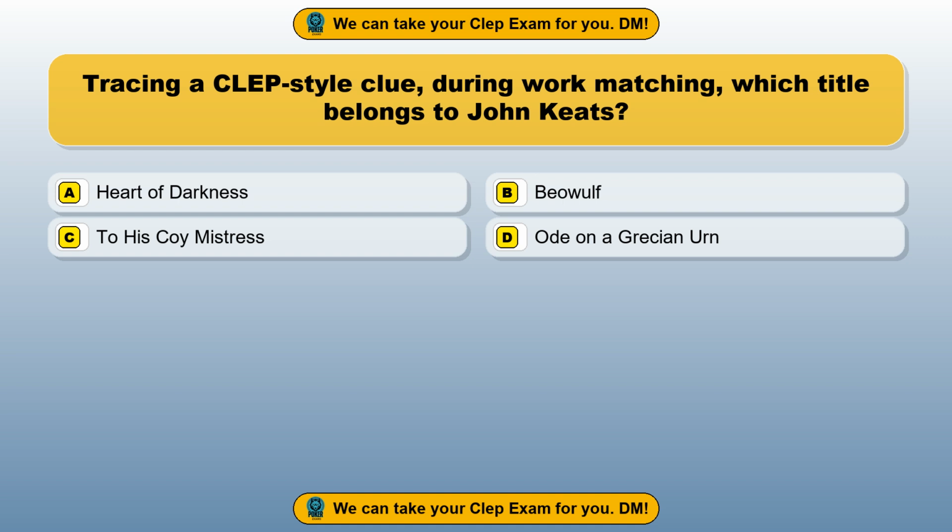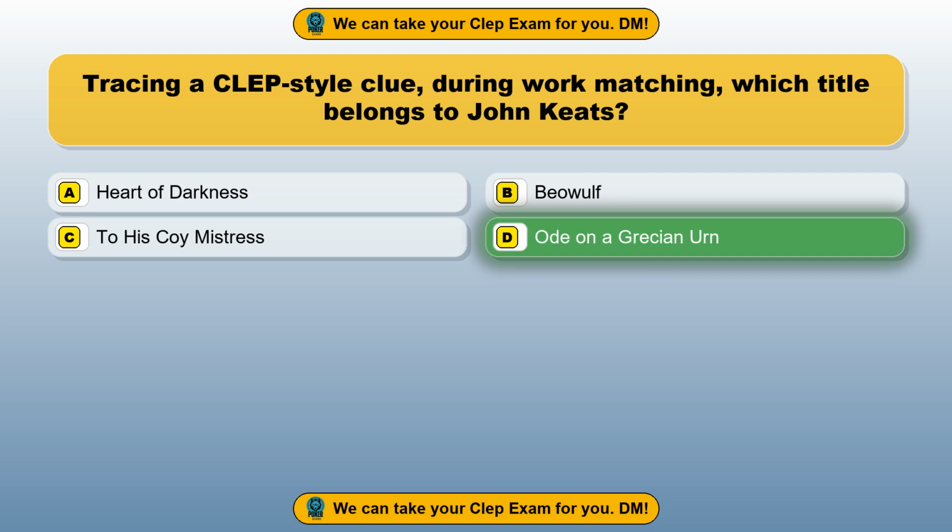Question 36. Tracing a CLEP-style clue during work matching, which title belongs to John Keats? Option A, Heart of Darkness. Option B, Beowulf. Option C, To His Coy Mistress. Option D, Ode on a Grecian Urn. The correct answer is option D, Ode on a Grecian Urn.